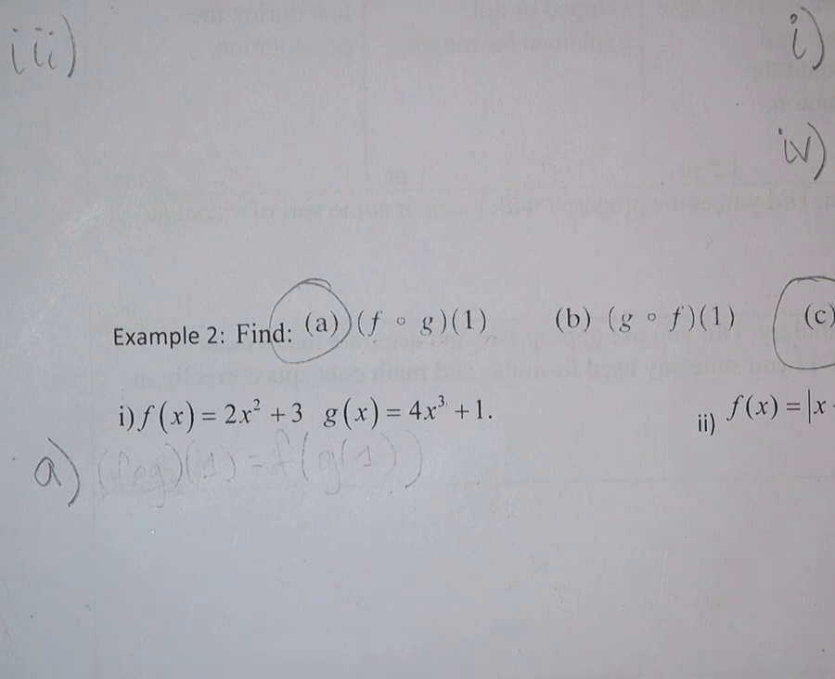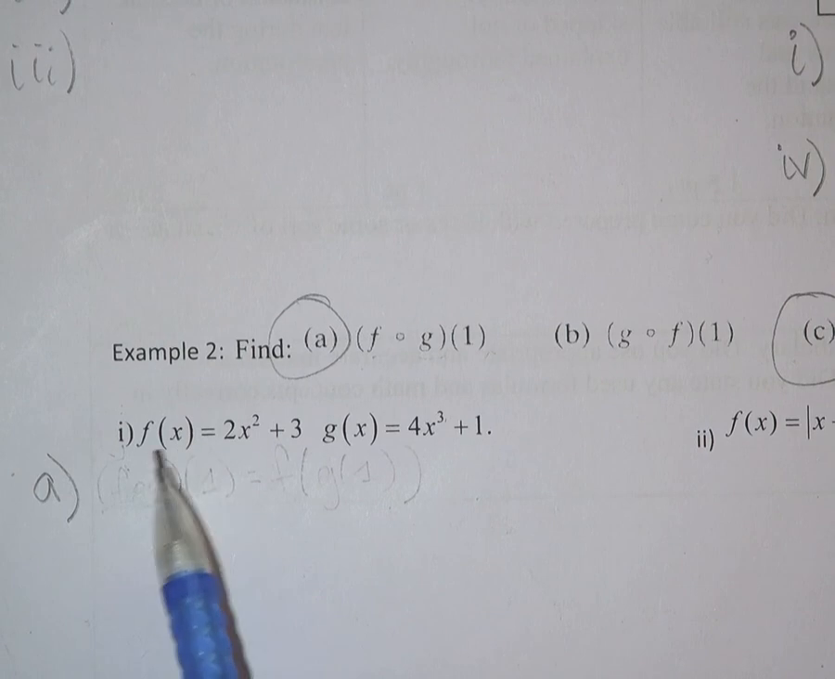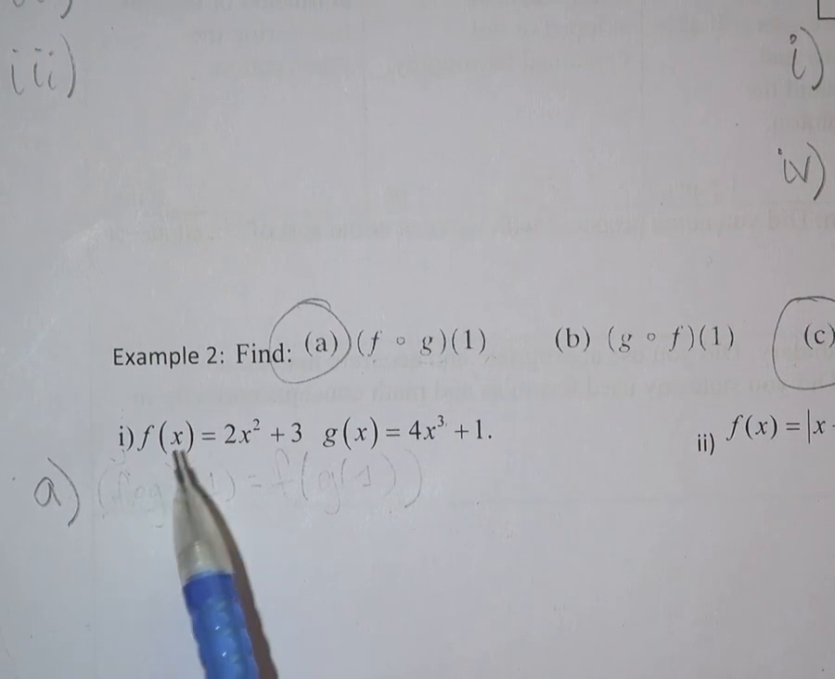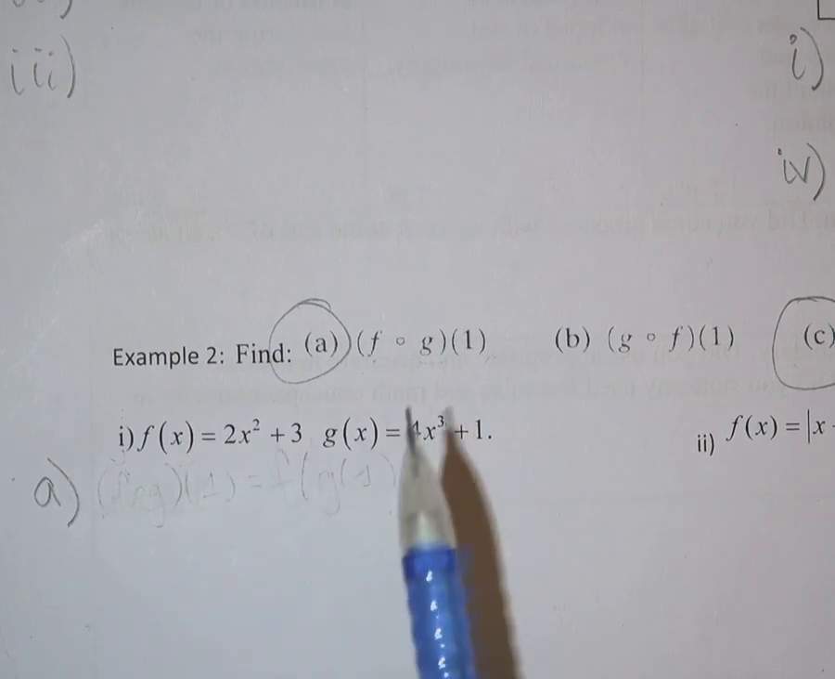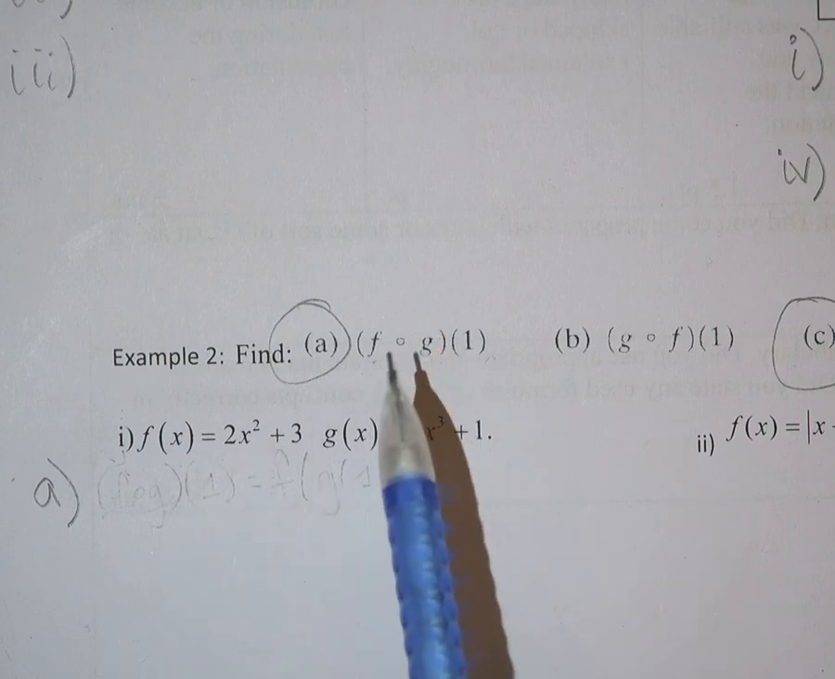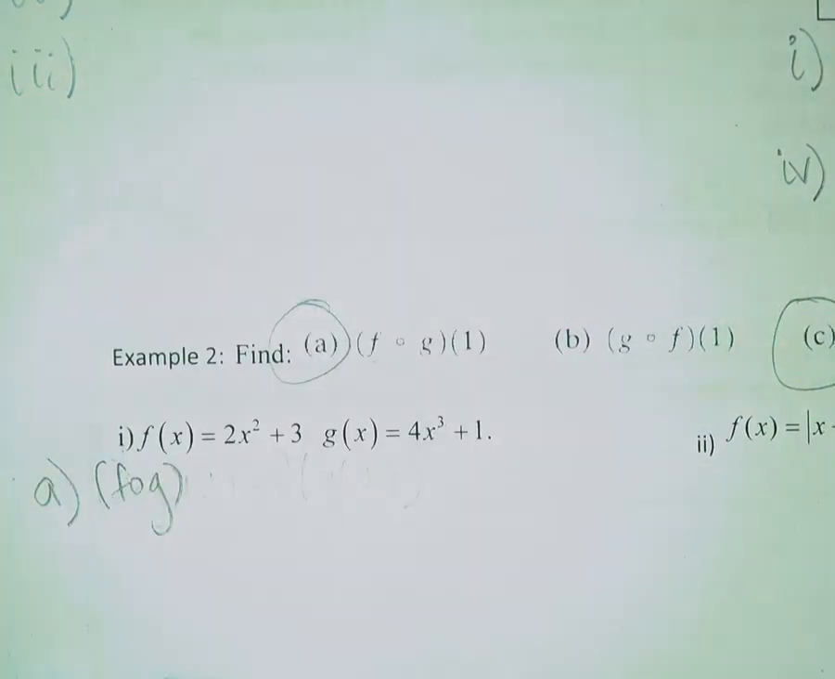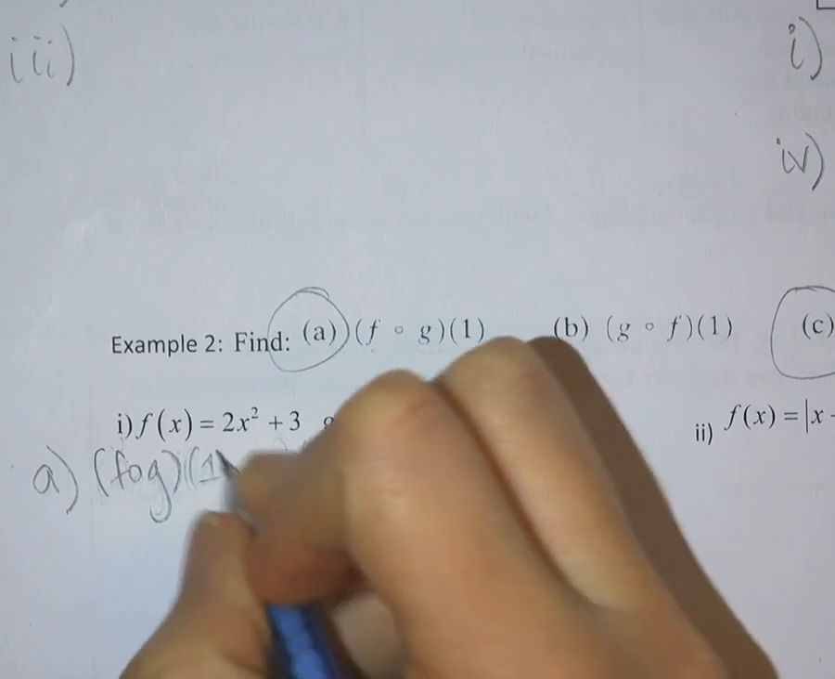Alright, so example 2, very similar to example 1, except this time we actually have functions, not points or graphs. So let's go ahead and look at the first part of example 2. It has 2 functions, f of x equals 2x squared plus 3, and g of x equals 4x cubed plus 1. Alright, so part A asks us to find f composed with g of 1.